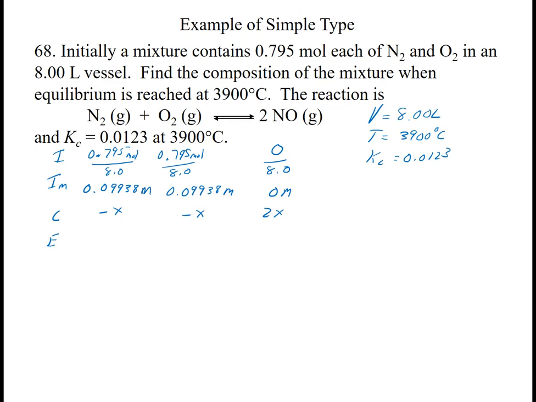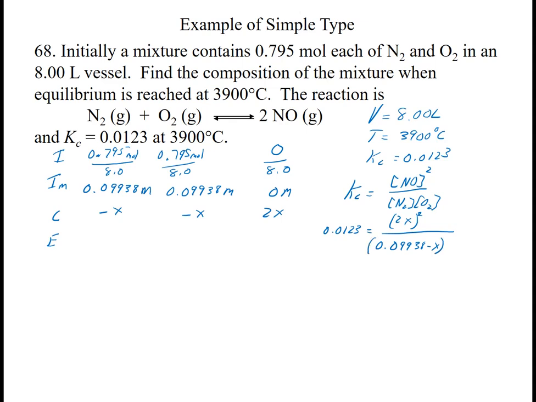So my Kc expression for this, my equilibrium constant expression, is going to be the concentration of NO squared over N2 times O2. So when I start putting in numbers, I have 0.0123 is equal to 2x squared over this, 0.09938 minus x. That's my nitrogen.